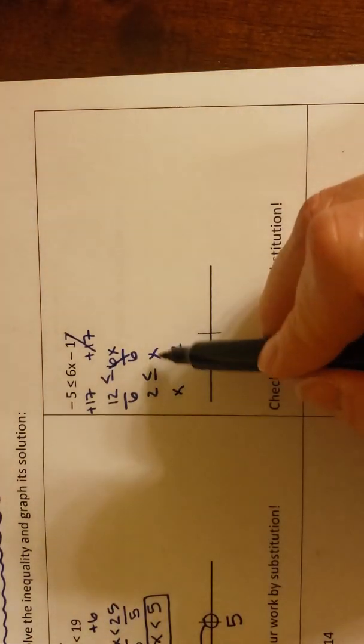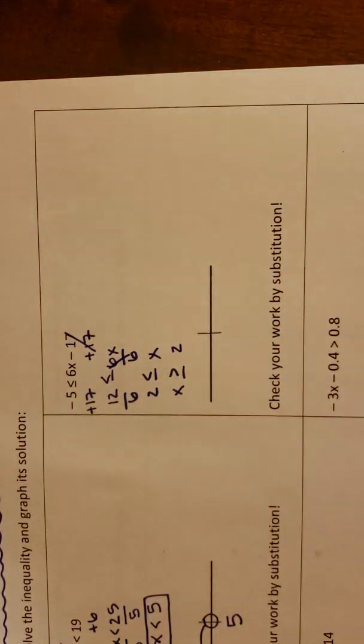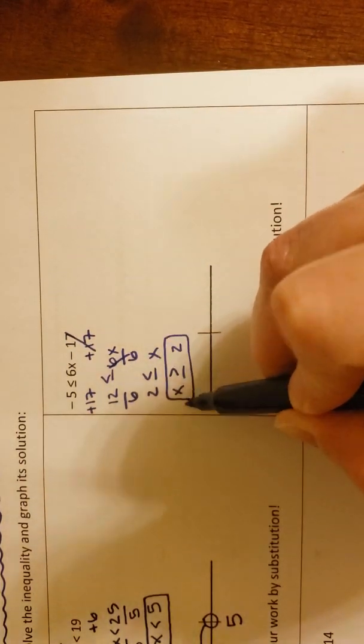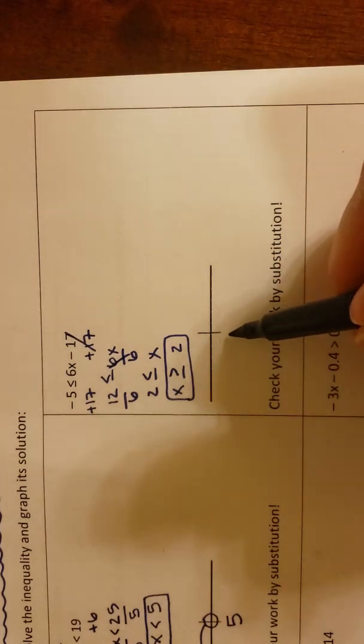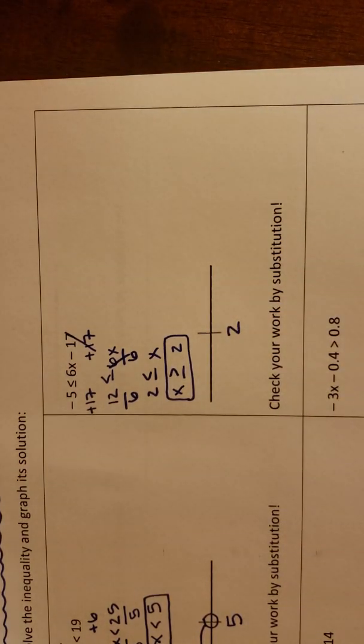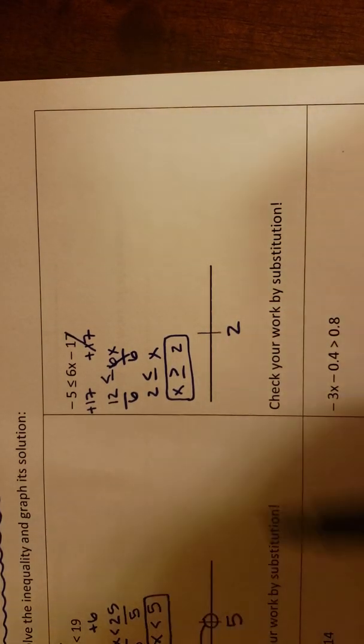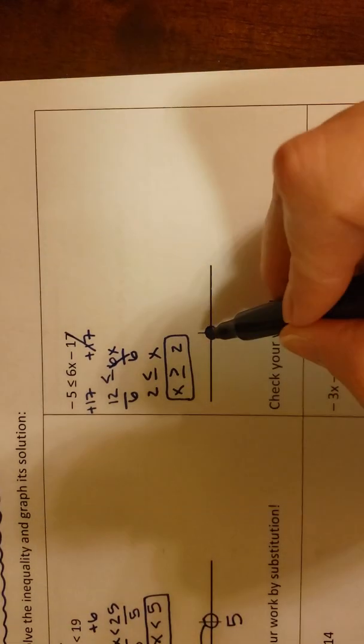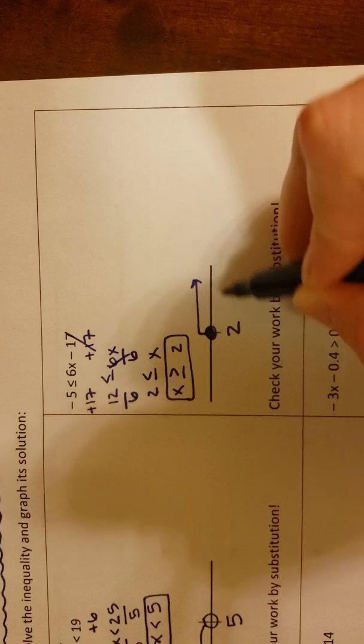Now be careful, the variable comes first. And when you do that, remember x was greater than, so x still needs to be greater than 2. So this is your inequality solution. Then your graph, here's the 2. Open or closed? Closed. To the left or to the right? To the right.